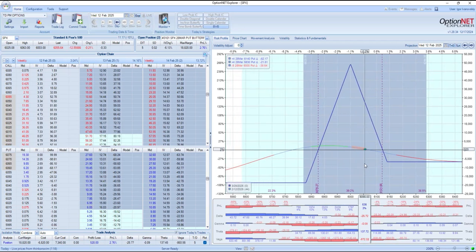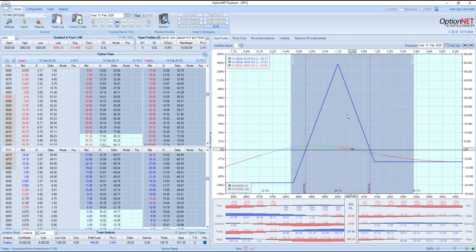On the downside, we have even more problems. Why? Because at expiration, all options are going to be in the money, which means we can figure out what's our risk on the downside. The difference between the widths of these two spreads, we have a debit spread and we have a credit spread. Let's do some very basic math.